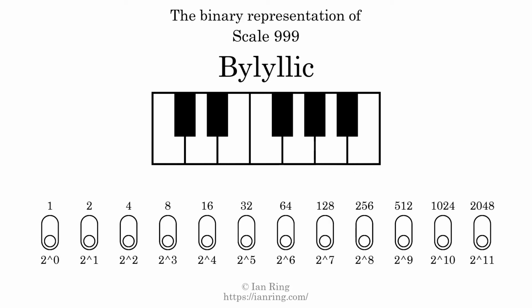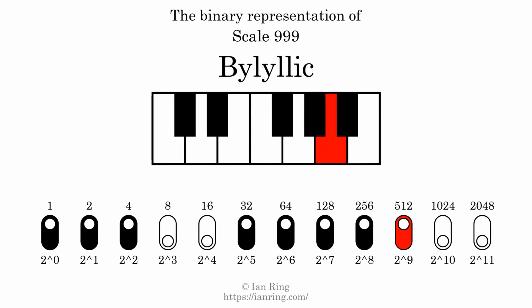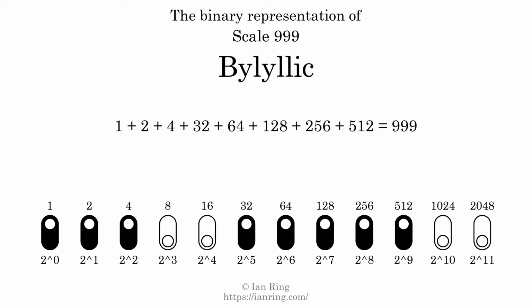The binary representation of this scale is determined by mapping tones of the scale to binary digits. Each binary digit represents a power of 2. To get the scale number, we add the powers of 2 together. The powers of 2 that are present in the scale, all added together, equals 999. That is why the scale number, in decimal, is 999.